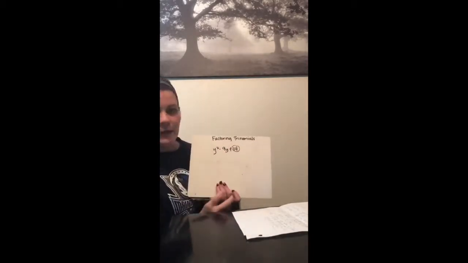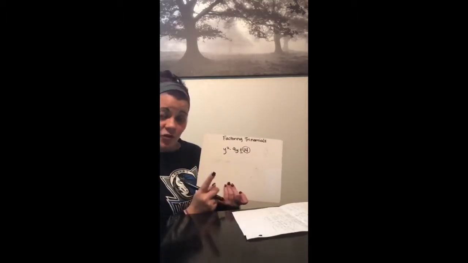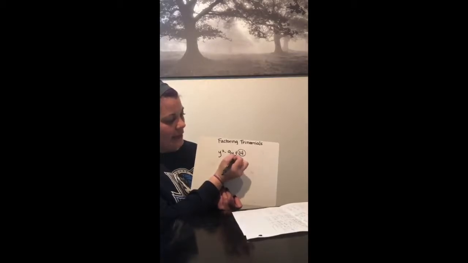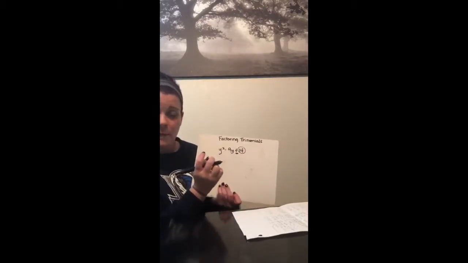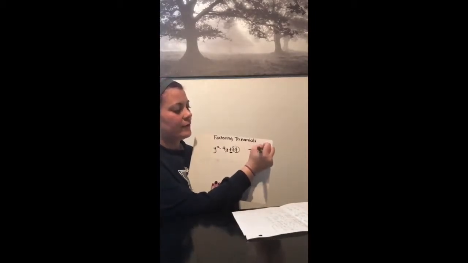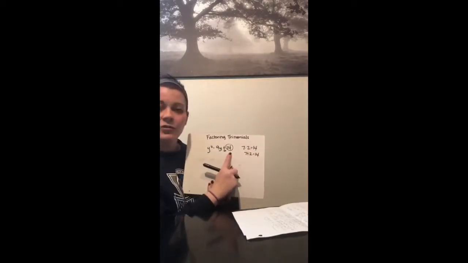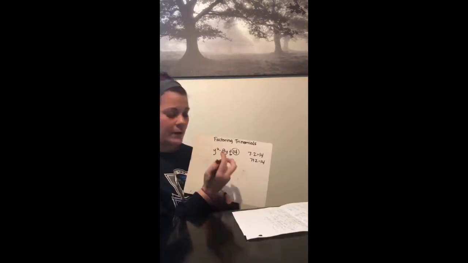Okay, let's do another one. y squared minus 9y plus 14. So the first question you want to ask yourself is you look at this last number, and then you say, what two factors of 14 when added together give you 9? So you think about your factors of 14, and you come up with 7 times 2 is 14, and 7 plus 2 is equal to 9. So that answers the question, what two factors of 14 when added together give you 9?